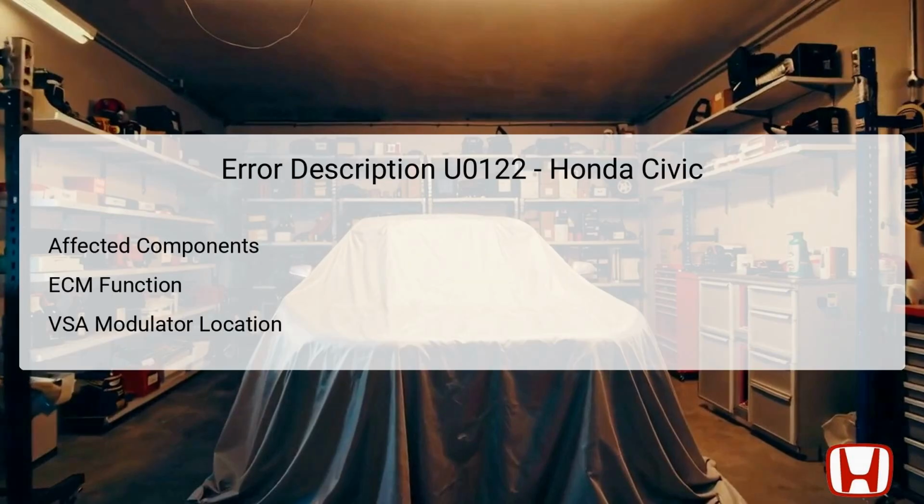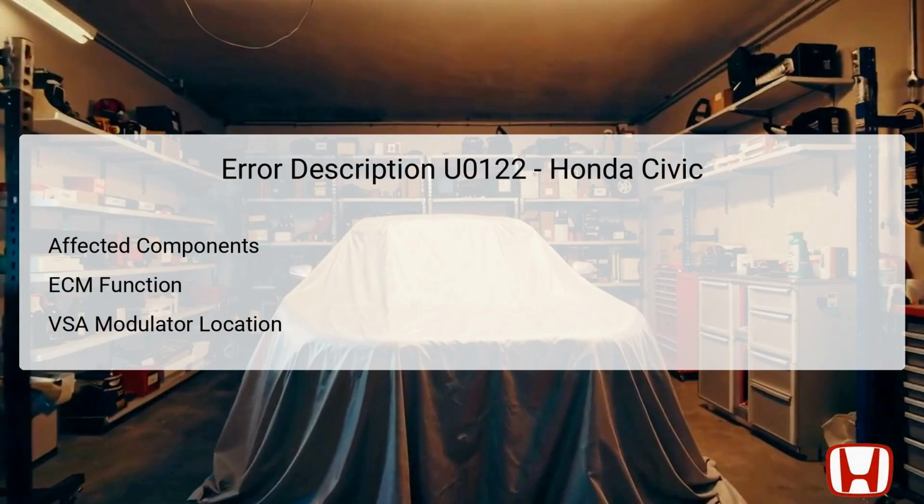The primary affected components associated with DTC U0122 are the Engine Control Module, ECM, and the Vehicle Stability Assist, VSA, Modulator Control Unit. The ECM is located in the engine compartment and is crucial for managing engine functions and overall vehicle performance. The VSA Modulator Control Unit is usually found near the braking system, and it controls various aspects of vehicle stability by managing the distribution of brake force during slippery conditions or cornering.